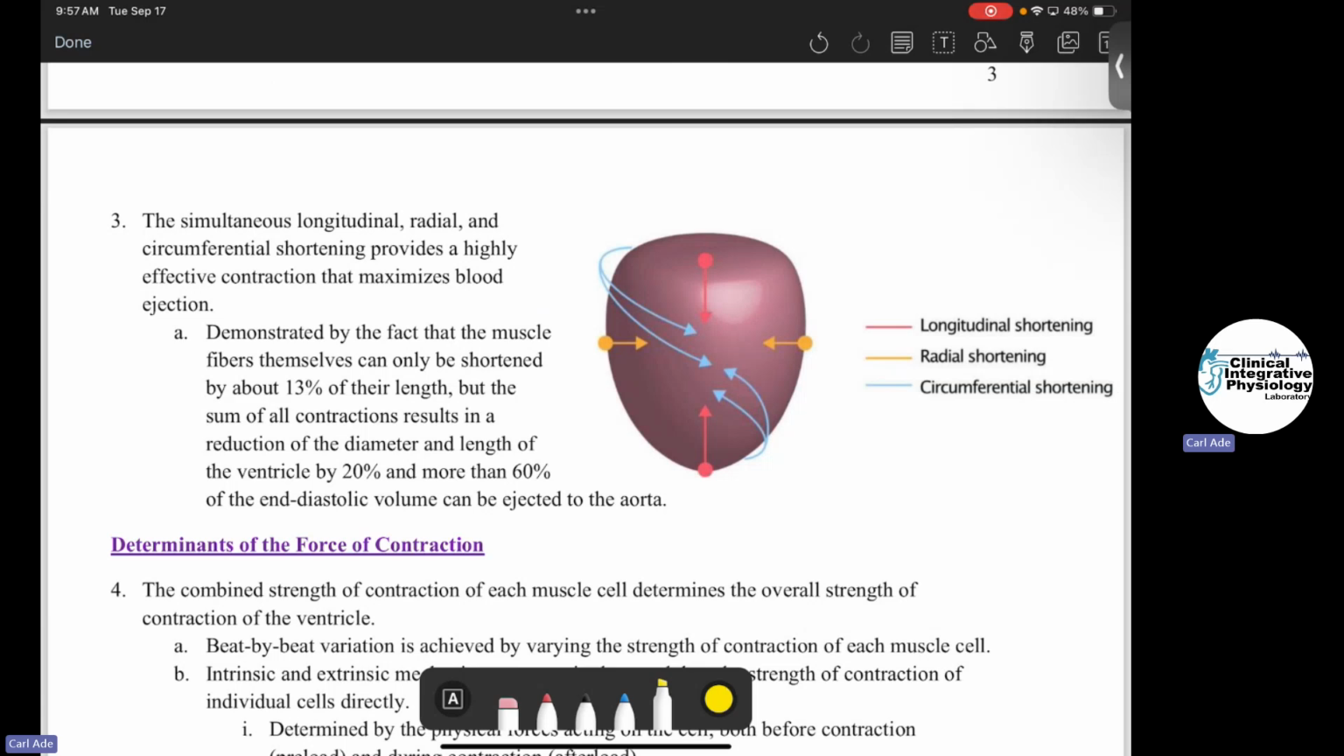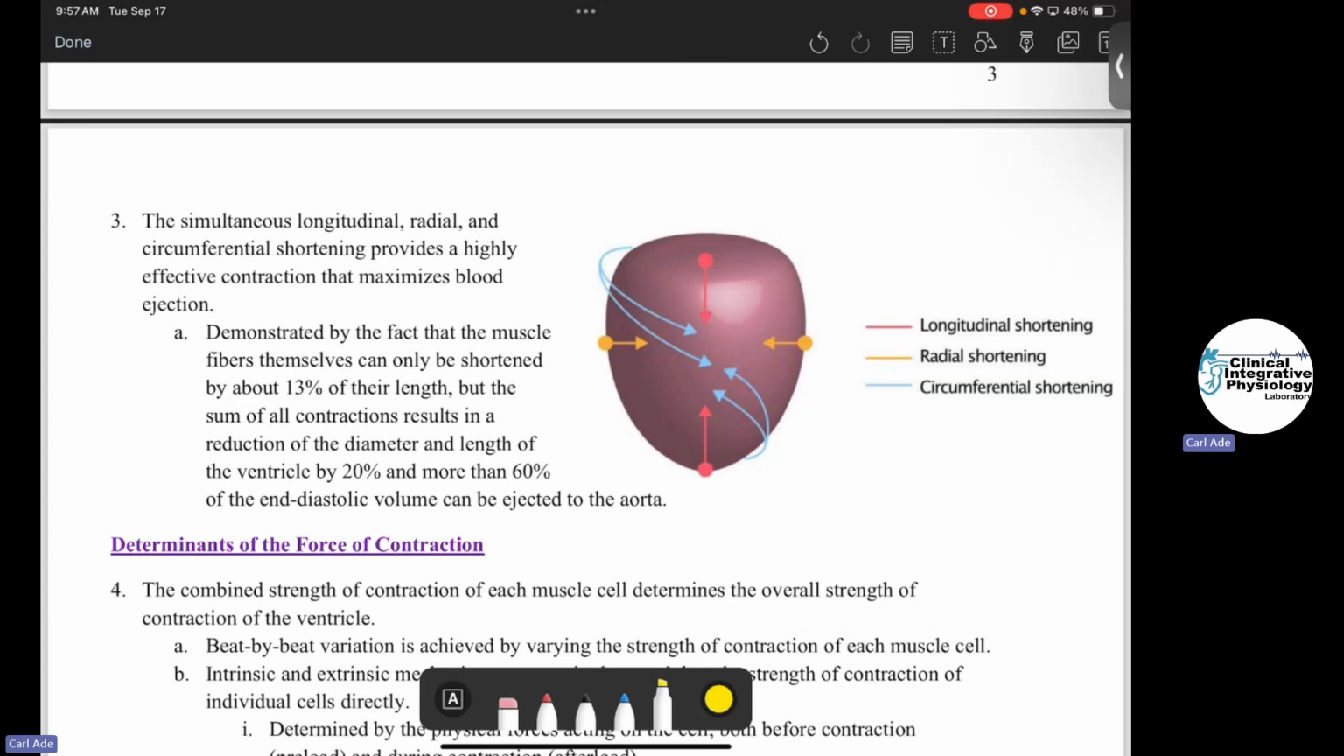A friend of mine who's a cardiologist down at UT Southwestern Med, the way that they like to describe it is you've got a towel that's wet. What's the best way of wringing the water out of that towel? You're not just going to squeeze it like this. You're going to twist and squeeze, and you can get everything out. And that's what's happening to the heart. It's squeezing in all directions, and that gives you this massive ejection of blood with each beat.